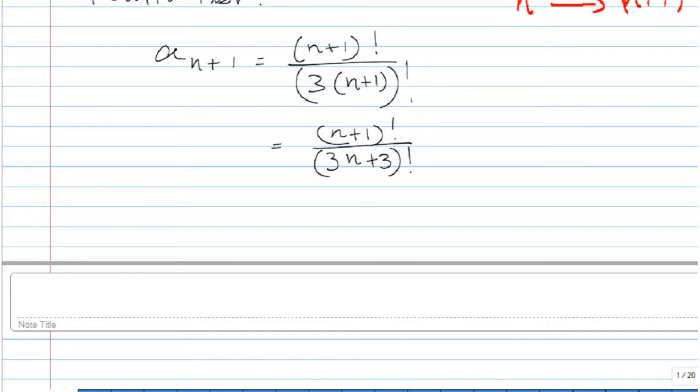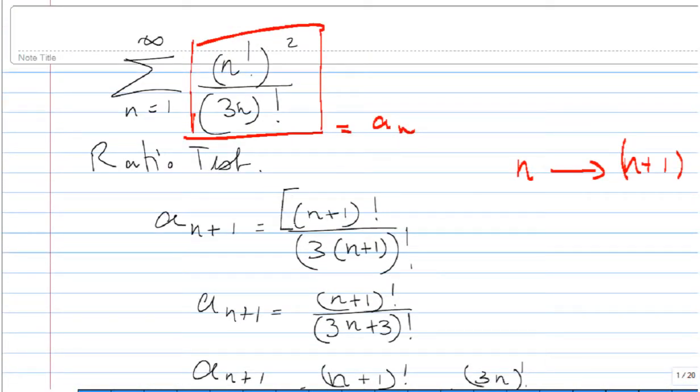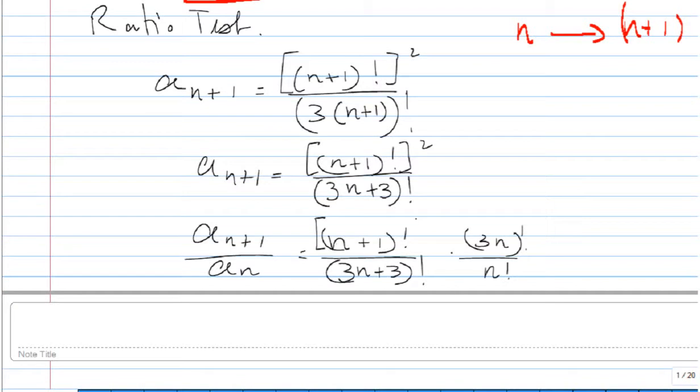So that's a_(n+1), and now we have to find a_(n+1) divided by a_n. Since a_(n+1) is a fraction and a_n is a fraction, we have the top fraction over the bottom fraction, which is the same as the top fraction times the inverse of the bottom fraction. So we have the top fraction, (n+1) factorial over (3n+3) factorial, times the inverse of the fraction that gives a_n, which is (3n) factorial over (n factorial). There was a square, sorry. Yes, so there is a square here.